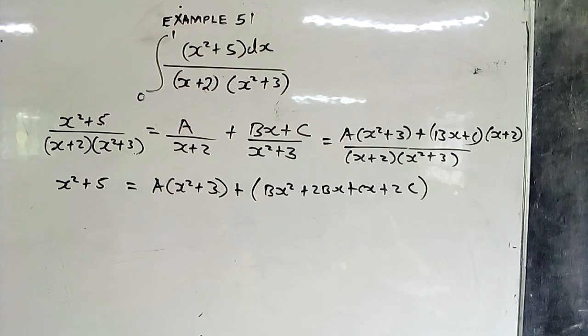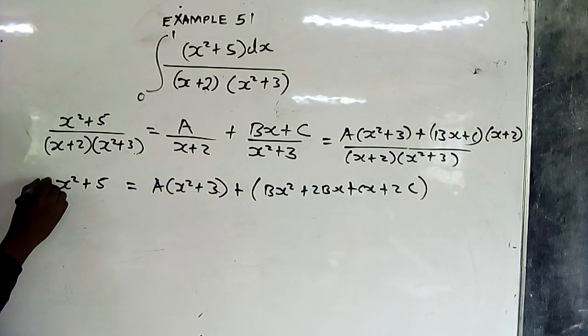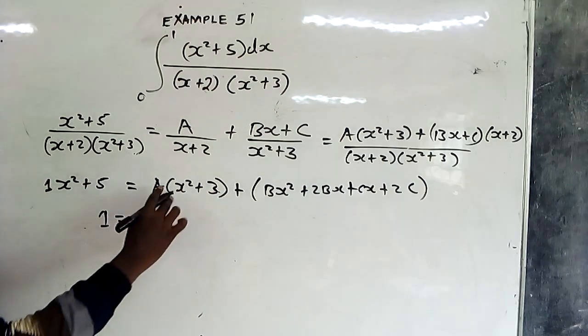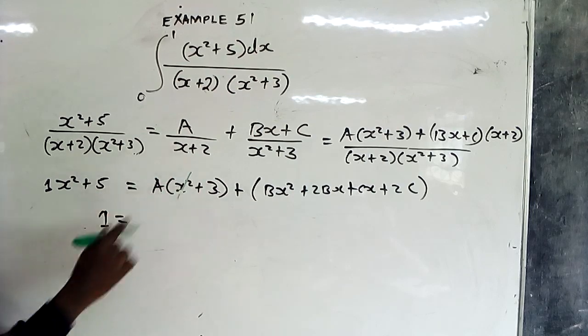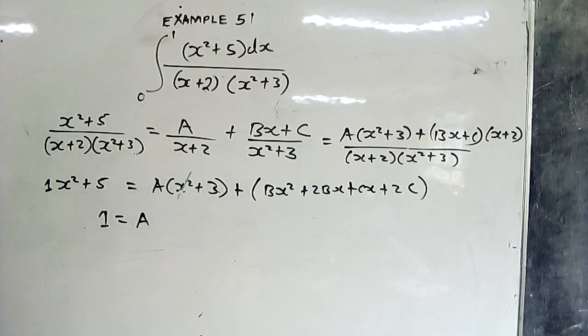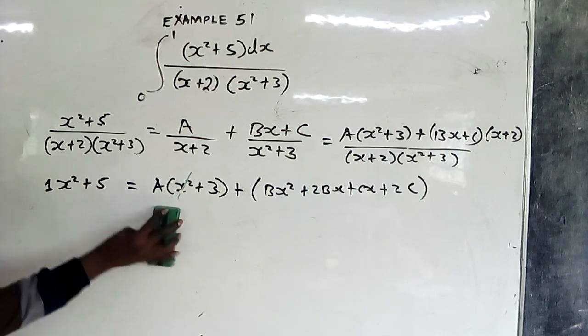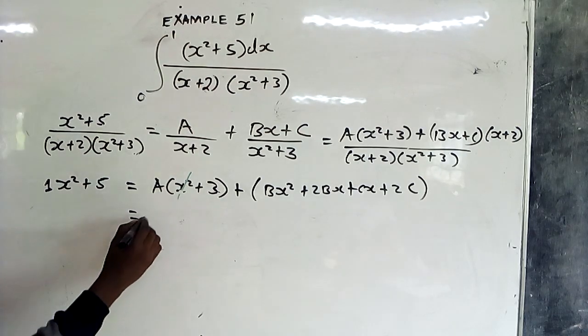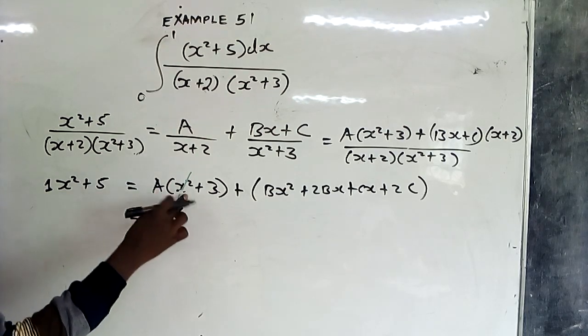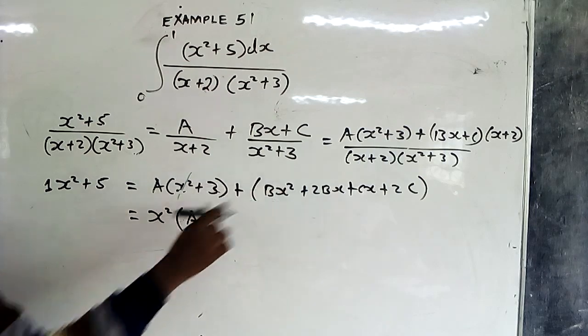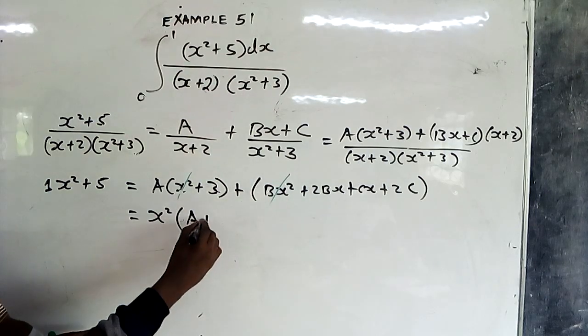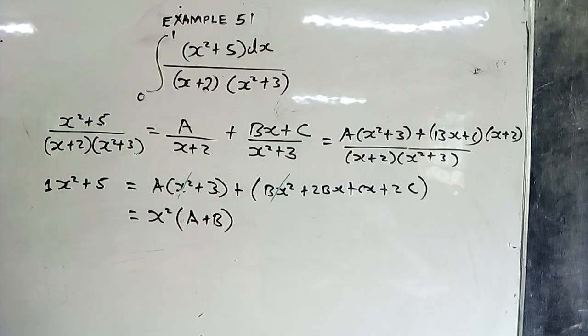So start comparing. The coefficient of x this side must be the same as the coefficient of x the other side. Let's start with x squared. The coefficient of x squared this side is 1, so 1 is equal to the coefficient of x squared the other side. The first coefficient of x squared is a times x squared, which is a, and another coefficient of x squared here is b. So a plus b. You join the coefficients of x squared together. You are done.